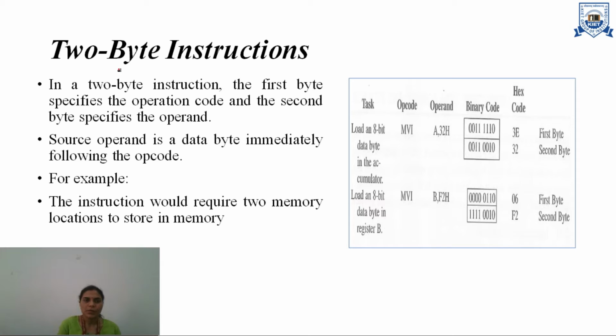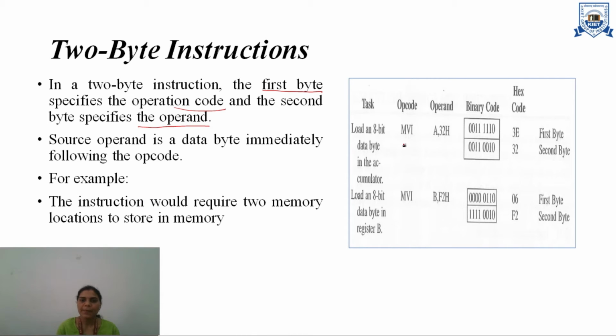Here the instruction will be specified by 2 bytes. In a 2-byte instruction, the first byte will specify the operation code, and the second byte will specify the operand. Here the source operand is a data byte immediately following the opcode. So the first byte is the opcode and the following byte is the operand. Such an instruction will take 2 memory locations, 1 location for each byte.